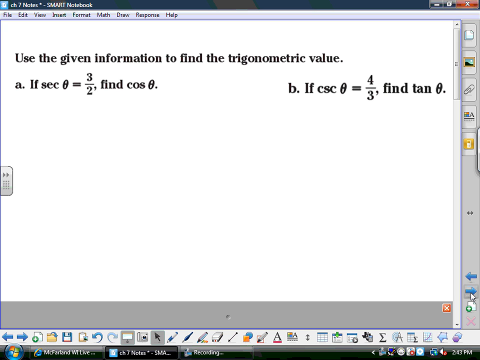There are a couple different ways to do this. One way is to see what's the relationship between secant and cosine. Secant and cosine are reciprocals of each other. So if the secant is 3 over 2, the cosine would have to be 2 over 3.